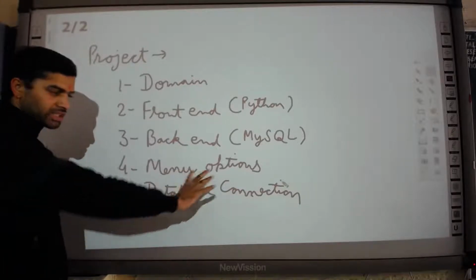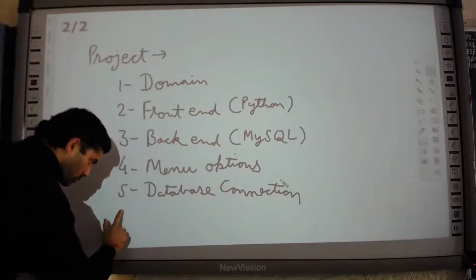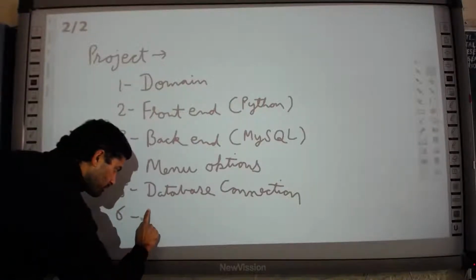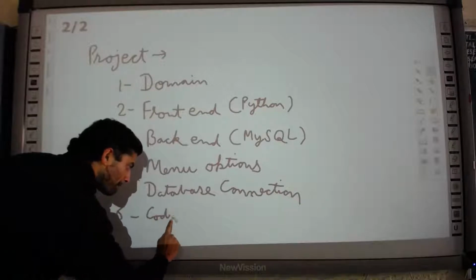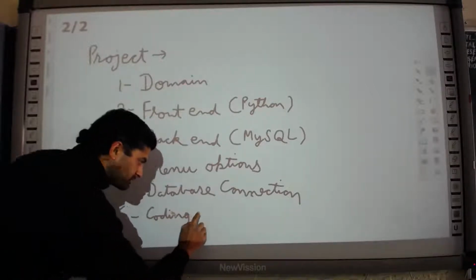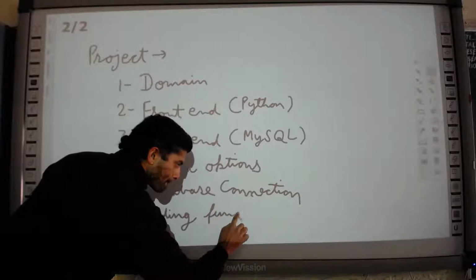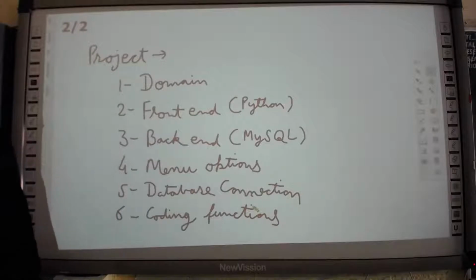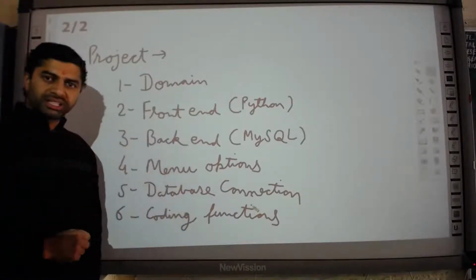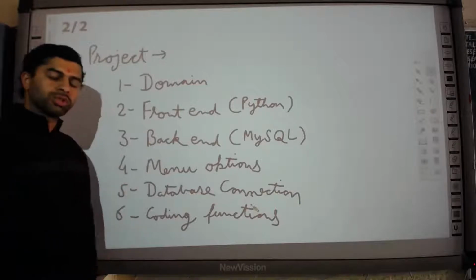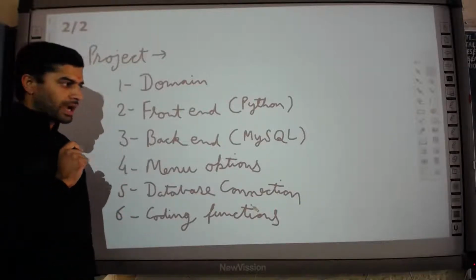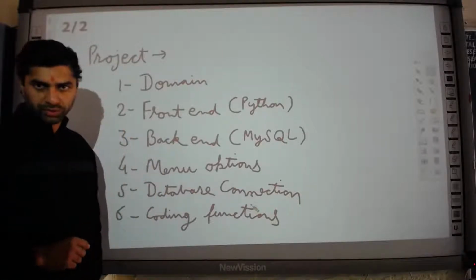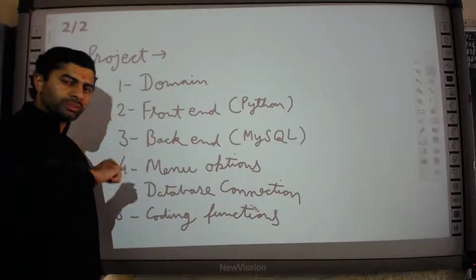And after you have connected your database correctly, then you will go for coding functions. After you have connected to the database, the last step for you will be coding the functions. And how will you design the functions? All those functions will be related to the menus and the submenus. At every menu selection, you will be calling a particular function.